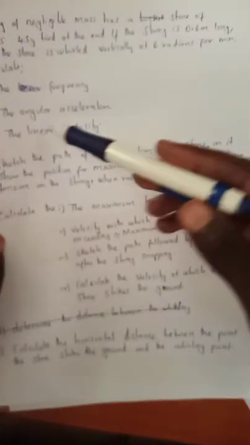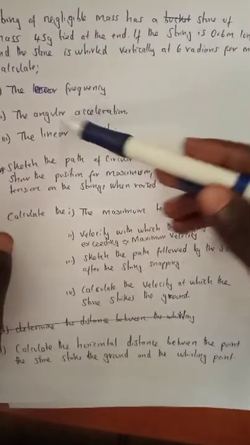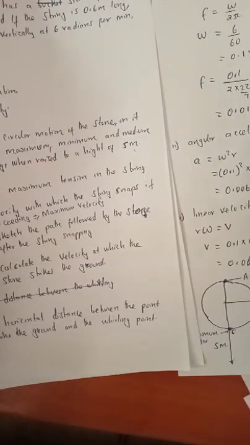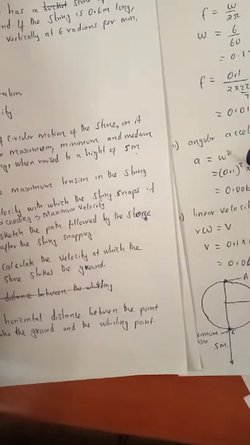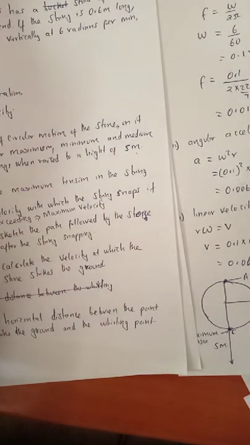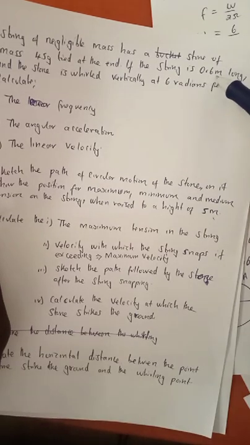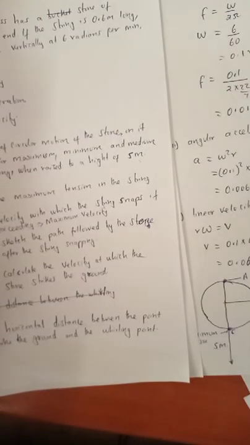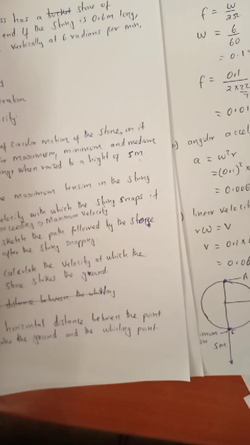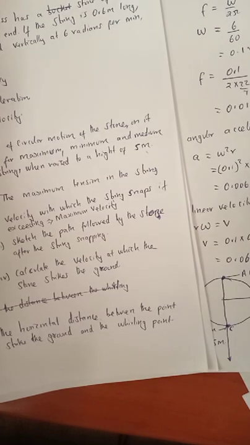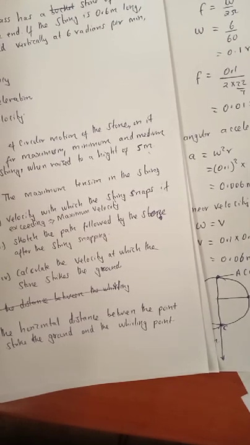The second part is the angular acceleration. Angular acceleration is abbreviated A. We say that A is given by omega squared r. Our omega here is 0.1, so 0.1 squared times the radius of the path. The string is of length 0.6 meters, so 0.6, giving you 0.006 meters per second squared. You can also use A equals V squared over R if you like, and the same answer will come through.